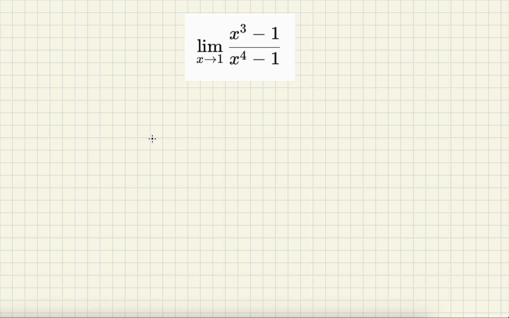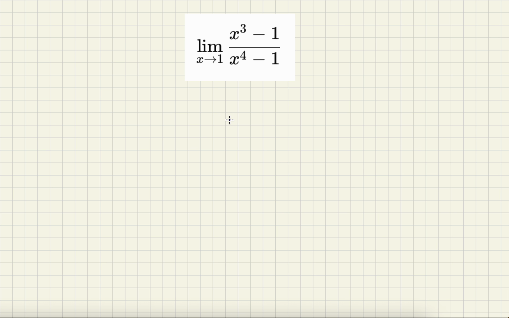Now in this question, we have the limit as x approaches 1 of (x cubed minus 1) over (x to the power of 4 minus 1). Now, our first step is always to plug in the value that x approaches. And here we can simply see that both the numerator and the denominator go to 0, so you get the indeterminate form 0 over 0. And now all we need to do is simple algebraic manipulation.